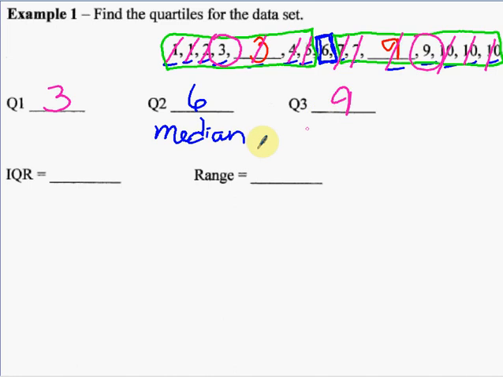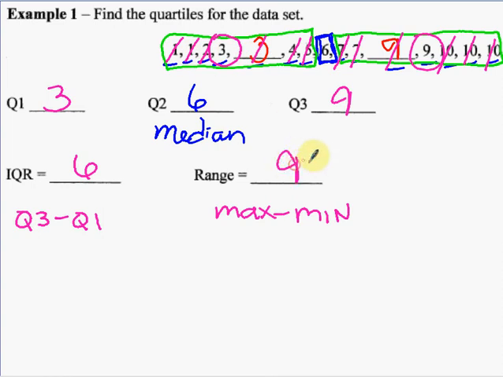The interquartile range, that is the range of the quartiles. And it's the biggest quartile, in this case 9, minus the smallest quartile, 3. If you want to make a little note to yourself, this is Q3 minus Q1, which is 6. 9 take away 3 is 6. The range is the biggest number, the max, minus the min. And in our case, that is 10 minus 1, so the range would be 9. And that's everything we need to know right there.